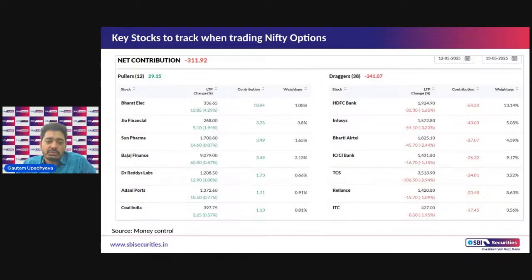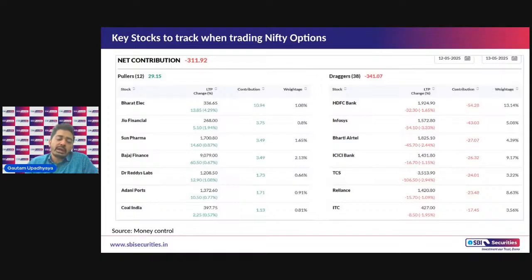The likes of HDFC Bank, Infosys, Bharti Airtel, ICICI Bank, TCS, Reliance, ITC, ये सारे स्टॉक्स में आज सेलिंग प्रेशर देखने को मिला. It was more or less a bit of profit booking post the 800 point rally that we saw yesterday, and no one wants to take major positions, taking into consideration the slight geopolitical tension that is still there between India and Pakistan.